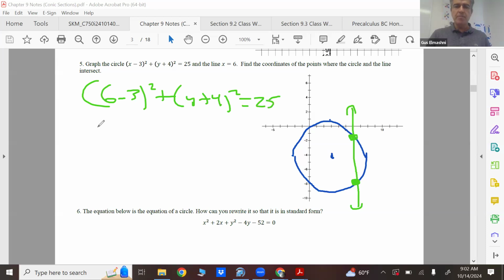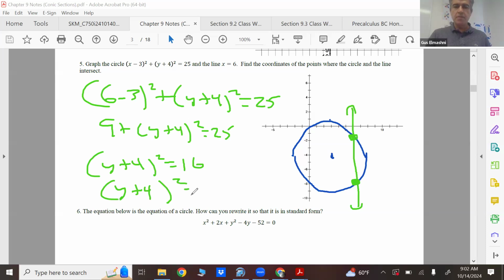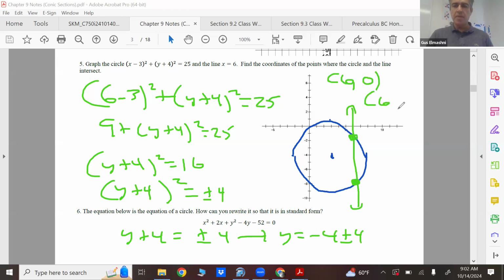I think I kind of know where it's touching, but wouldn't that be 9 plus (y plus 4) squared? So it'd be (6, 0) and (6, -8), I think. Is that right? Yeah, my graph was way off then. Actually, this one seems about right, that one seems off. So, find the coordinates of the points where they intersect: (6, 0), (6, -8). Again, pretty straightforward stuff.